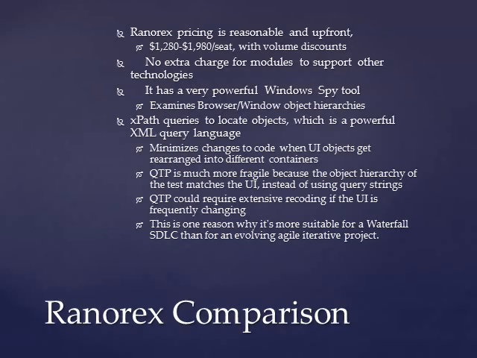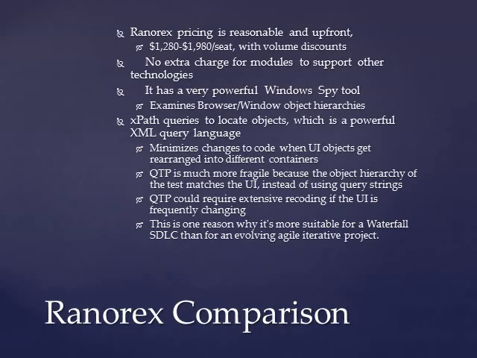It's very important to use XPath or some type of a string-based method to find objects, because that minimizes changes to code when UI objects get rearranged into different containers. QTP is much more fragile because the object hierarchy of the test matches that of the UI, instead of using query strings. QTP could require extensive recoding if the UI is frequently changing. This is one reason why it's more suitable for a waterfall software development lifecycle than for an evolving, agile, iterative project.